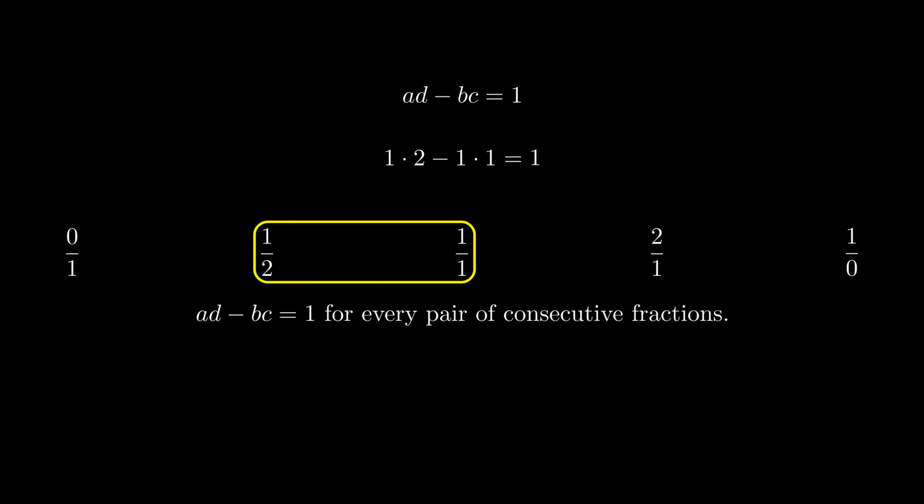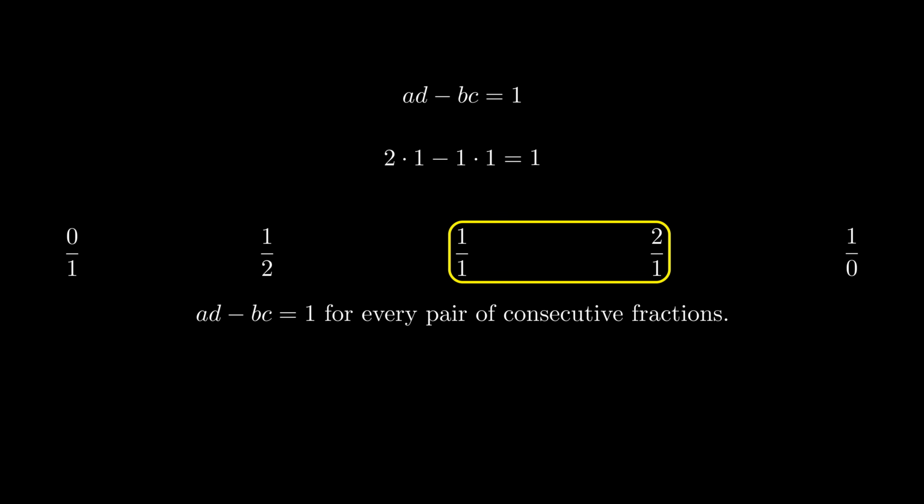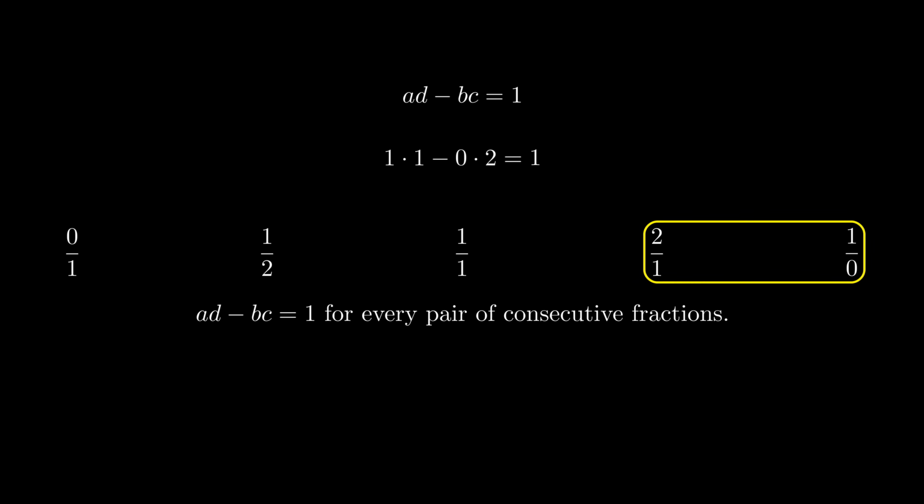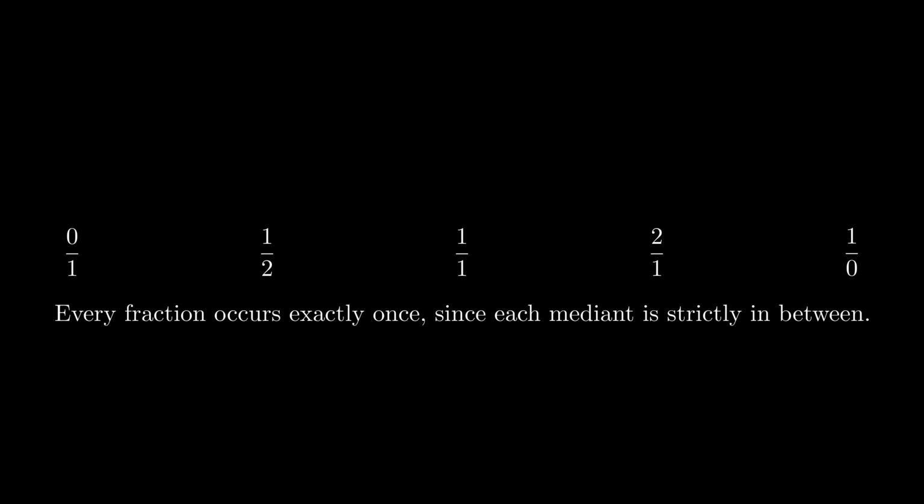Very convenient. Finally, let's put it all together to show that when we take successive mediants, every possible positive rational number occurs exactly once in fully simplified form in order. Let's first show that no rational number occurs more than once. This is simple, because the mediant slope is always strictly between the fraction slopes.